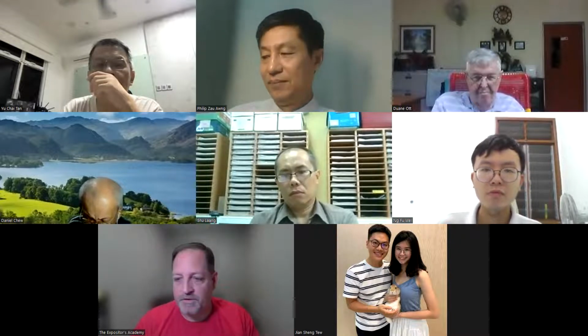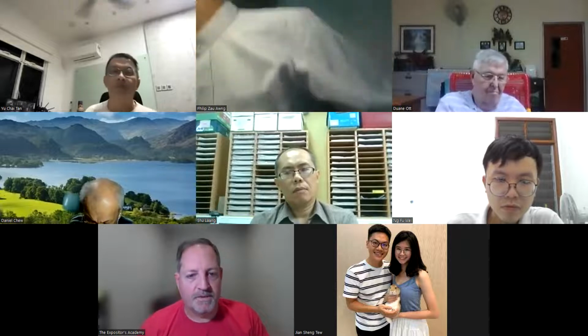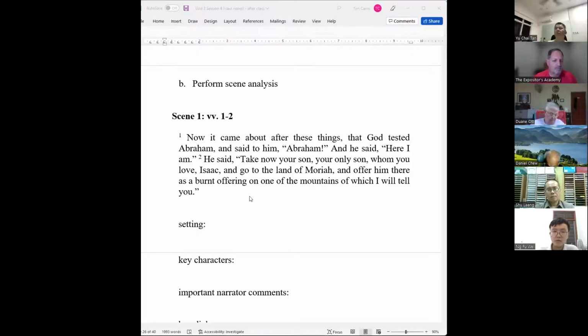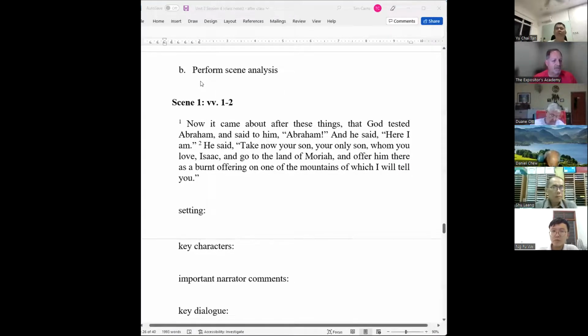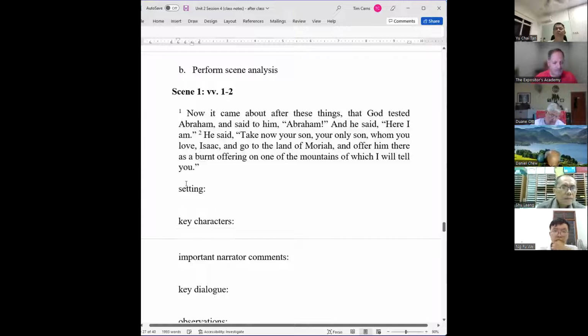And that's what's most important. So why don't we do this? Let's just go through the first scene briefly so you can get an idea of what to be looking for when we do the scene analysis. And then next time we gather, we can go through the rest of the story together. We identified this first scene as verses 1 and 2. It's really introducing the story. And so again, we just want to take note of the setting. So what is the setting again of this first scene?